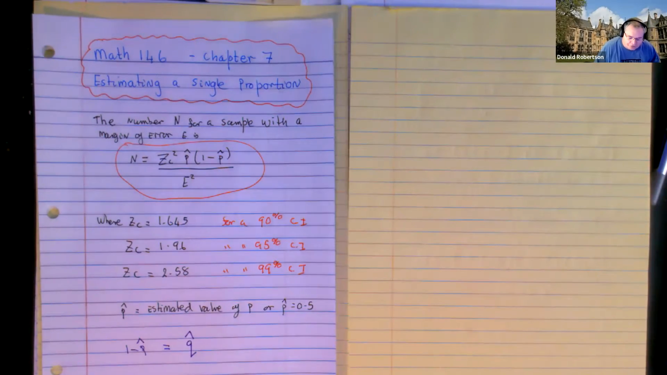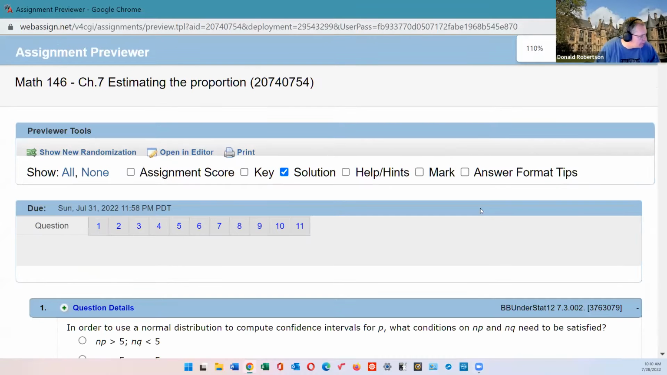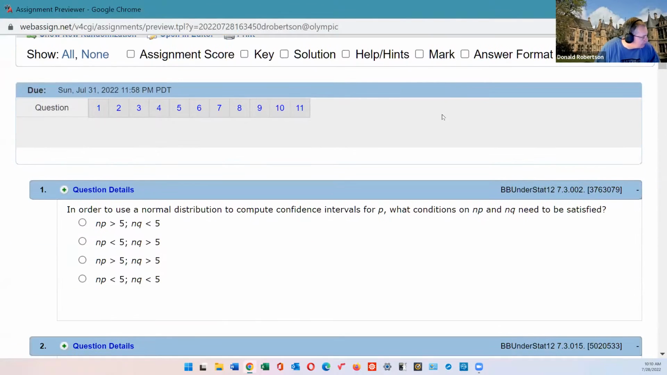I'm going to zip over now to the homework, and the section we're talking about is estimating a single proportion. So let's kick in here, save the guy, try and make it a bit bigger if I can. Here we go. And I don't want the solutions, they're a distraction.